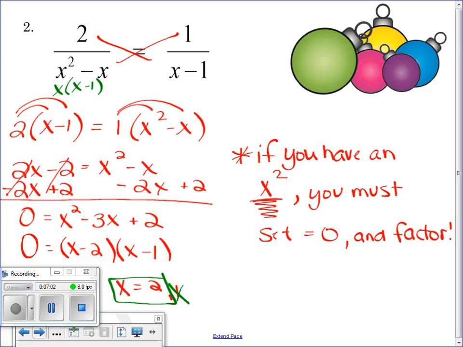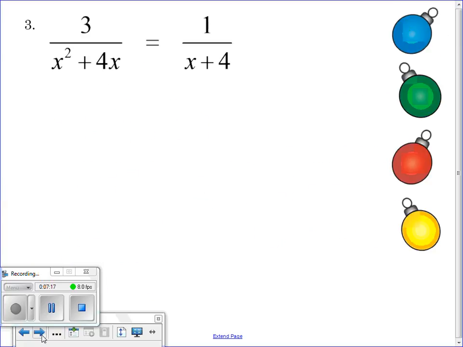Megan, you all right? This one? I just pulled out a GCF of x on this one so I could truly see what the restrictions were. 0 is one of the restrictions, but I didn't get an answer of 0, so it didn't matter.